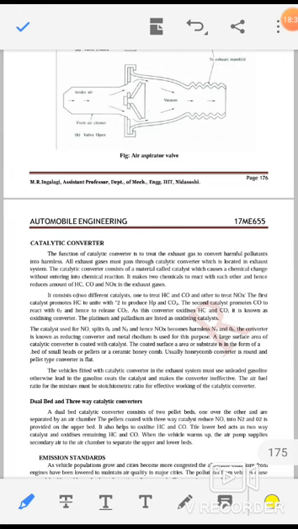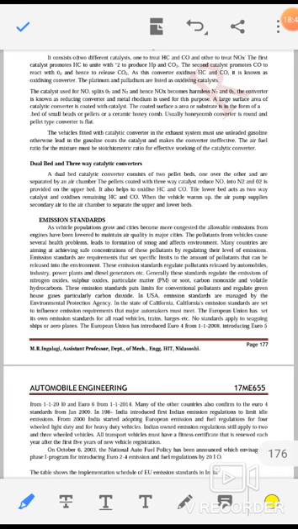So likewise, catalytic converters can be used for cleaning the exhaust gases from the vehicle. So this is the topic we are having here. Now, the dual bed three-way catalytic converter, one more catalytic converter. Which one is the dual bed three-way catalytic converter? A dual bed catalytic converter consists of two pellet beds, one over the other, separated by an air chamber.